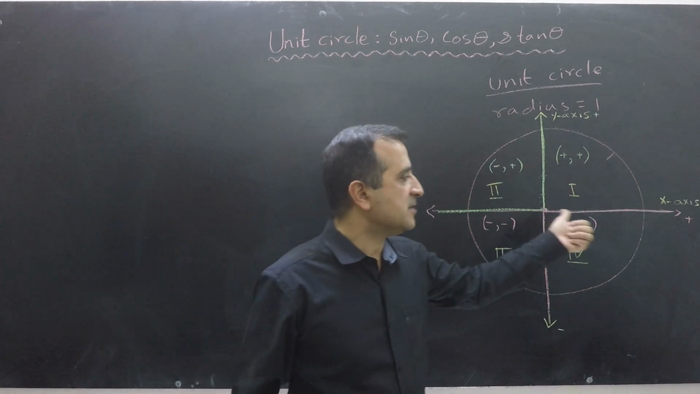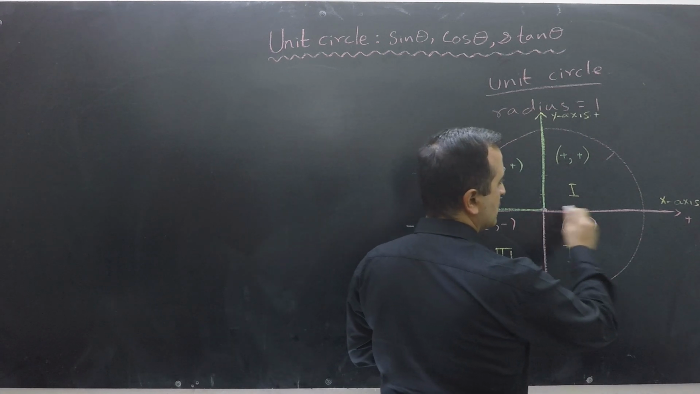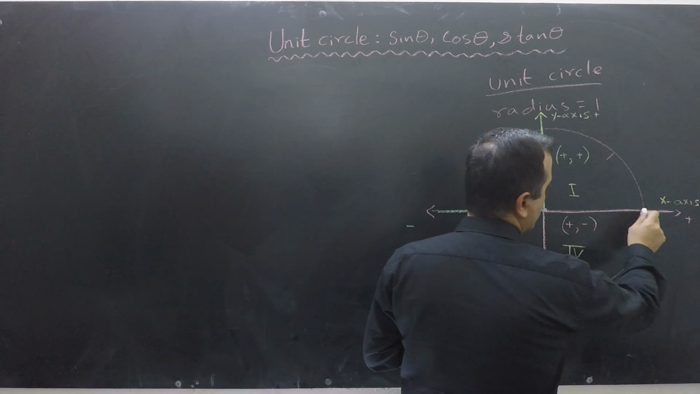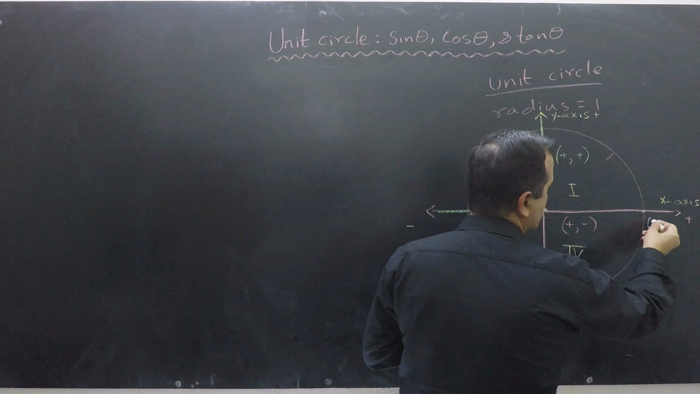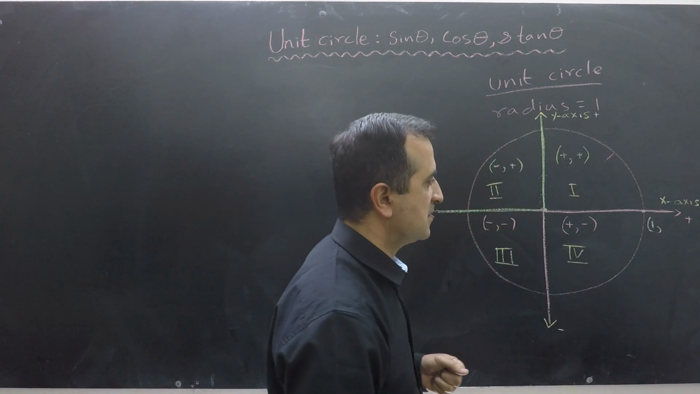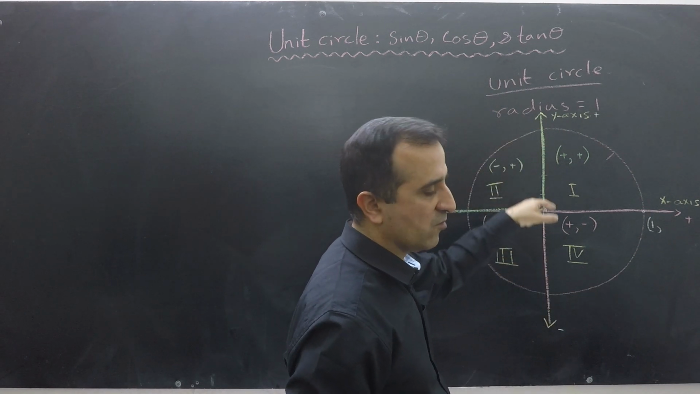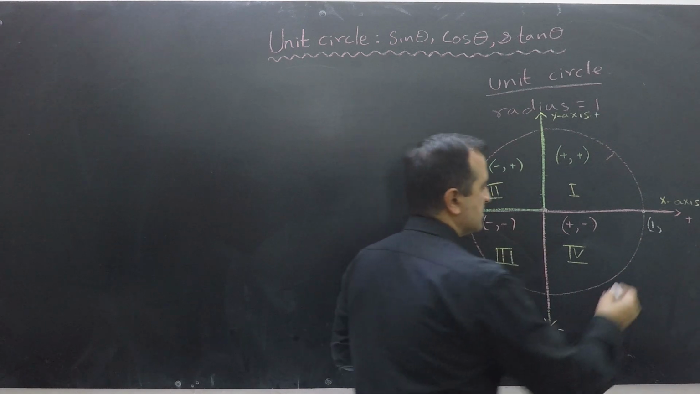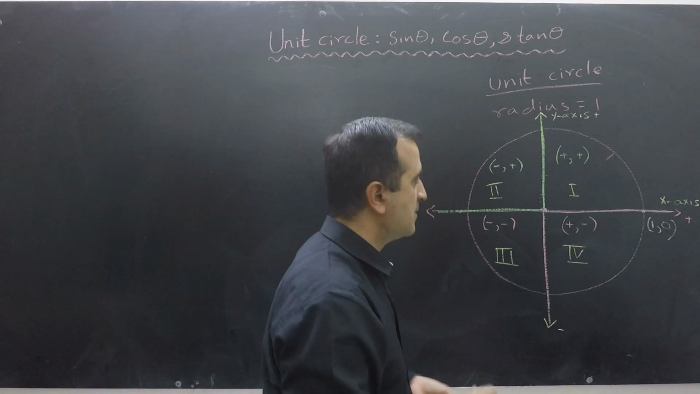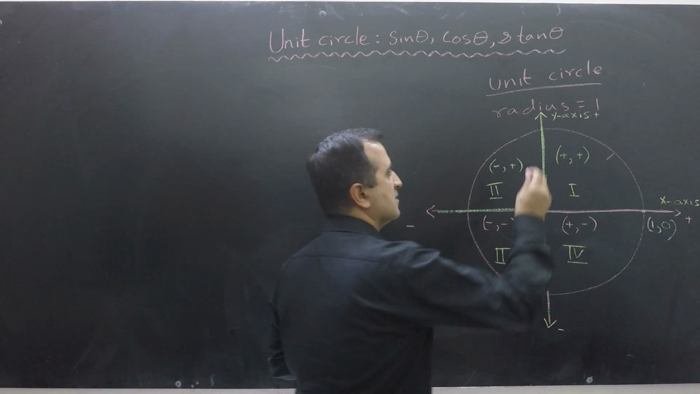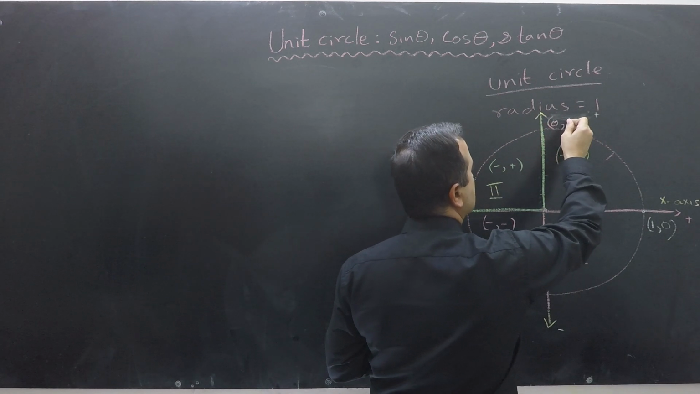So if the radius of this circle is 1, then from the center of the circle to this point, our x will be 1. And what will be our y? Not 1, because we have not traveled along the y-axis. So our y will be 0. Now, what about this point? The x will be 0 and the y will be 1. Very good, you are very intelligent. Our x will be 0 and y will be 1.